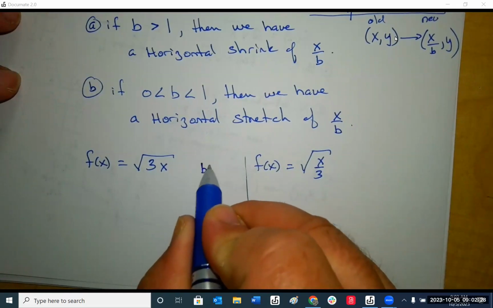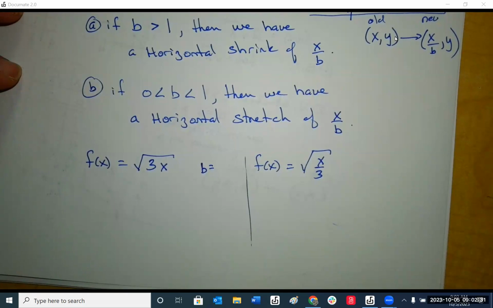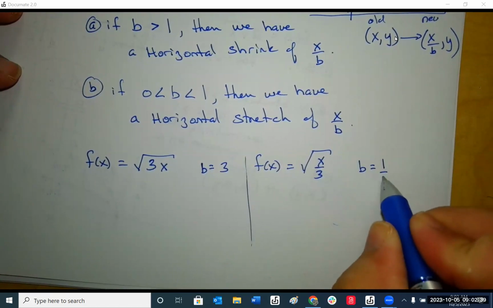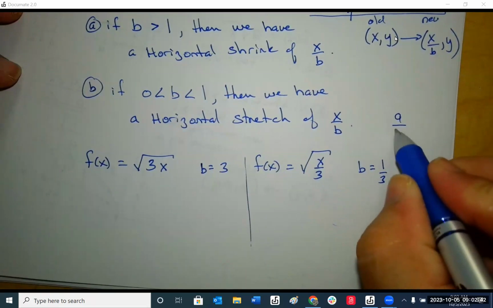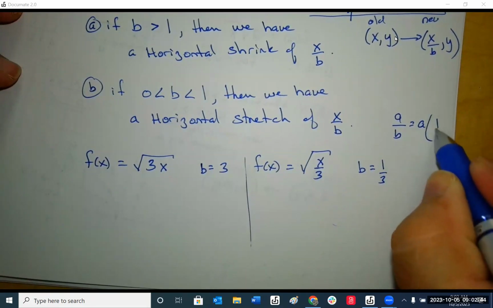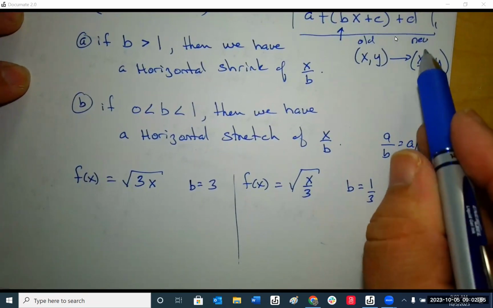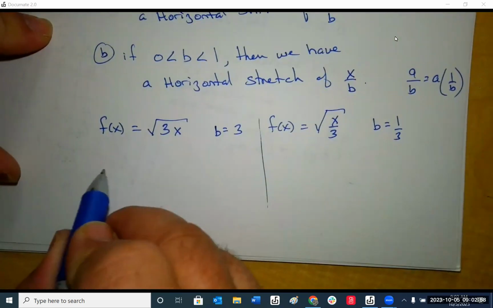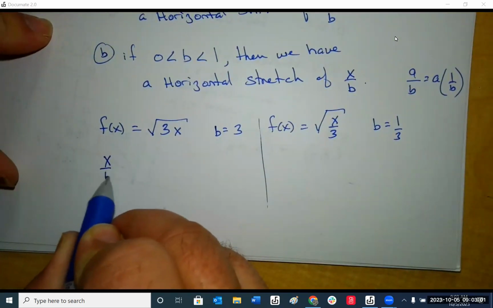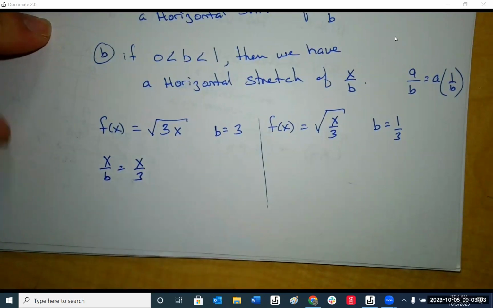What is my B value in this first one? 3. What is the B of this one? Very good, 1 over 3. Because remember, if you have fractions, you can always split them up. Okay, so once we have our B, let's look at our new points. It's x divided by B. So x divided by 3 is just 1/3 the value of x. Not a problem.